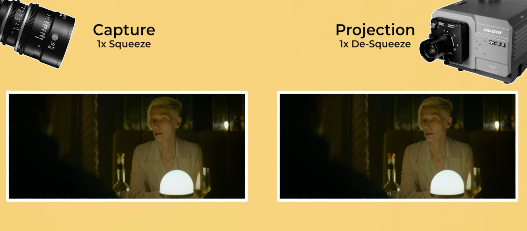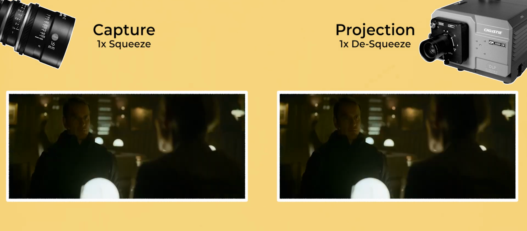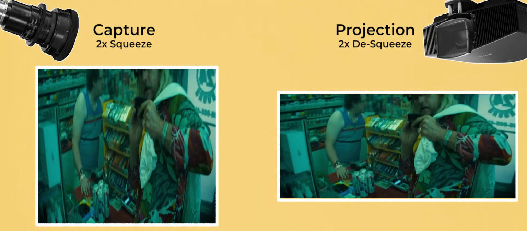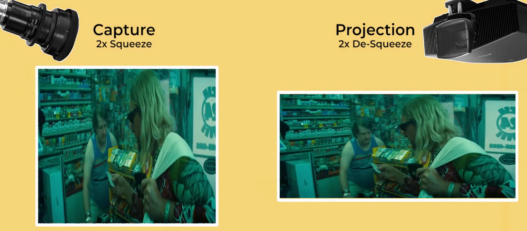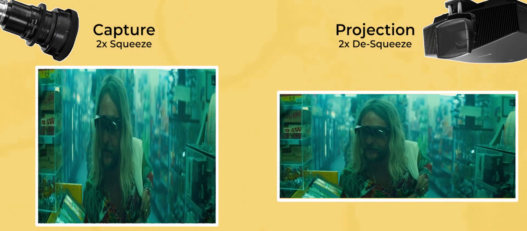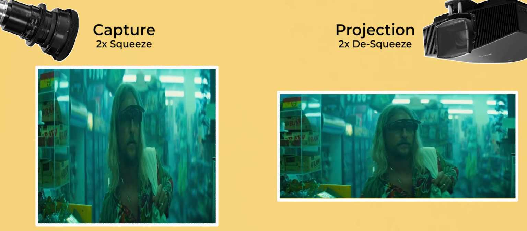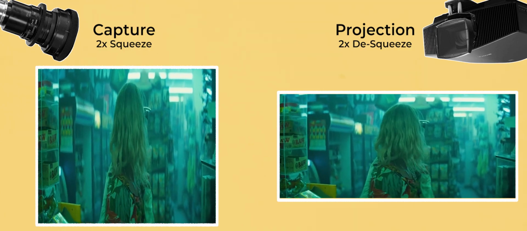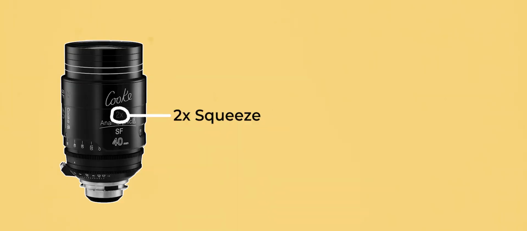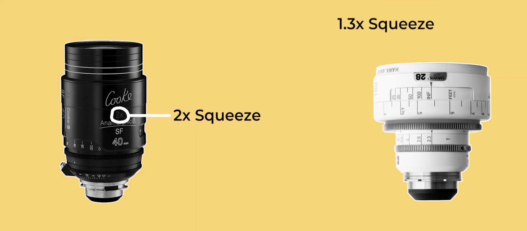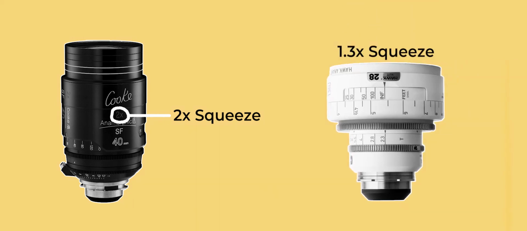So regular spherical lenses that capture normal looking images have a factor of 1 times, where the horizontal and vertical information is the same. While anamorphic lenses usually have a squeeze factor of 2 times. This means that twice as much horizontal information is squeezed into the image than vertical information. Although a 2 times factor is the norm for anamorphic glass, there are also some lenses with different squeeze factors out there, which we'll get to a bit later.